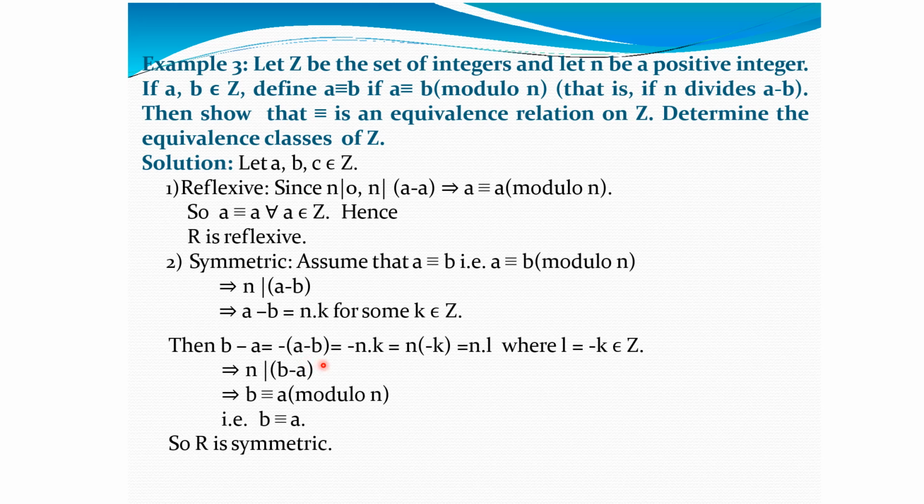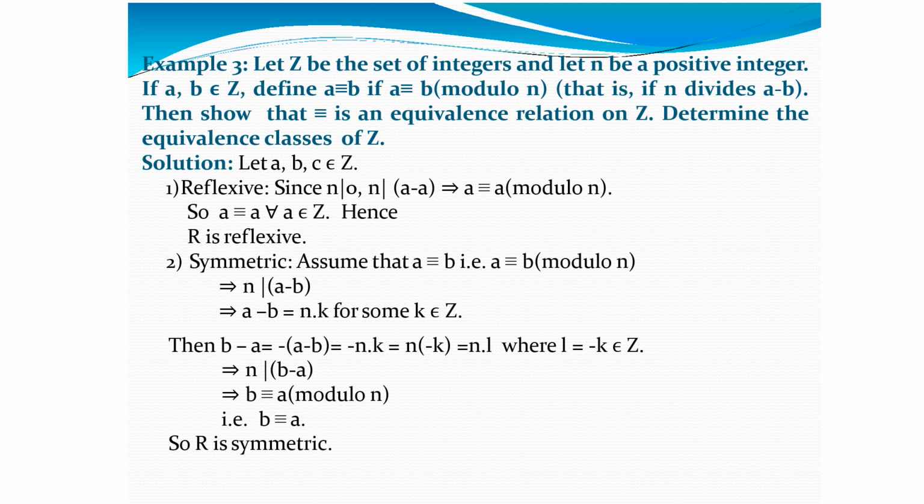As K is an integer, minus K is again an integer, so it is L. So finally we get B minus A is equal to N into L. This implies N divides B minus A by definition of divisibility. Again, by definition of congruence, N divides B minus A means B is congruent to A modulo N. So by using the definition of this relation, we get B related to A. Thus, A related to B implies B related to A.